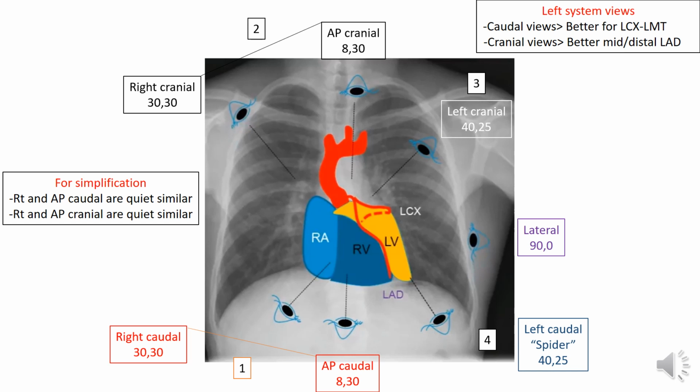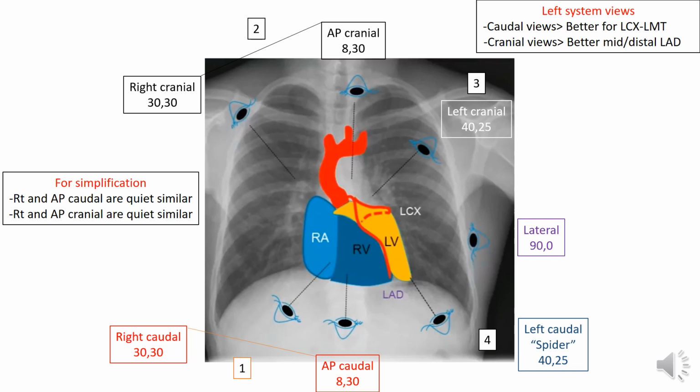So as I told before, for simplification we will deal with the right caudal and epicaudal views as the same orientation, and the right cranial and epicranial views also as a similar orientation, then the left cranial and left caudal views. The lateral view we'll talk about later on. It is pathognomonic, so it will need a little illustration.